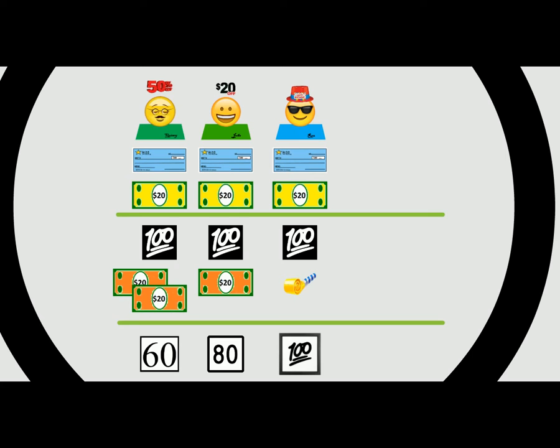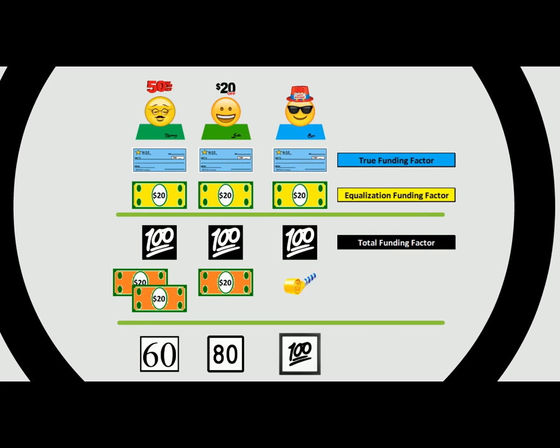The commonly referred to state funding factor, seen as the total funding factor in our chart, is represented by the $100 distribution in our story. This total funding factor is not a true measure of state aid. Instead, it is comprised of both the true funding factor, the $80 check, and the $20 redistribution of the Even Steven pot, called the equalization funding factor. This $20 does not represent state aid, only the shift of money between friends.